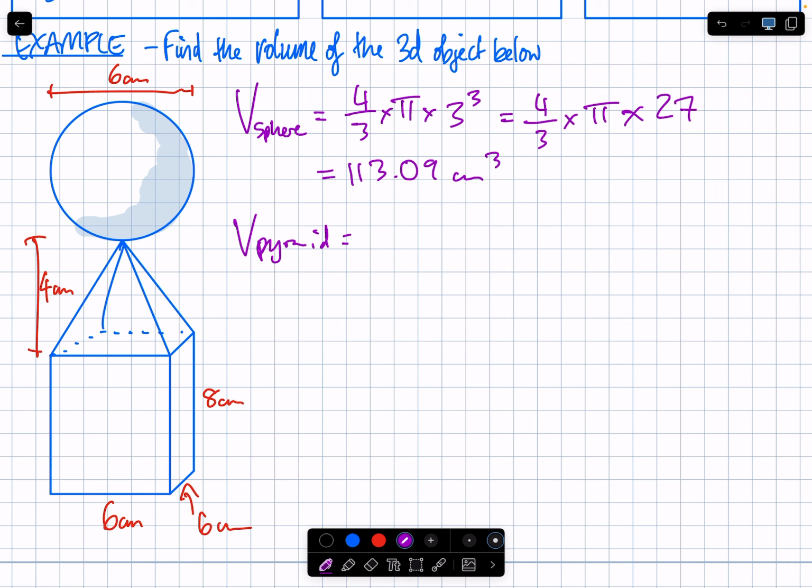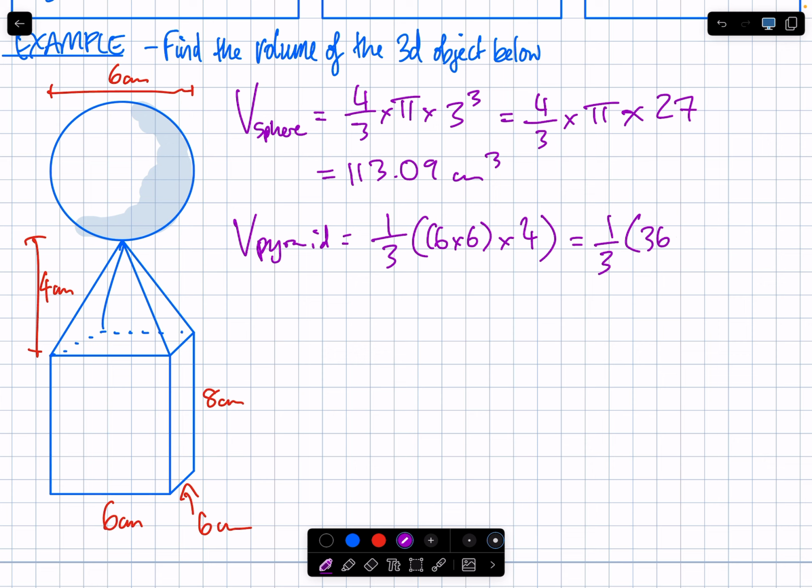Volume of pyramid. Is it a square-based pyramid according to the diagram? Look at it. It's 6 by 6. You can't trust that it's going to be square, you have to look at the diagram. So it's 1/3 times the area of the base. The base is going to be 6 by 6 times the height. How tall is the pyramid? 8 meters? No, the pyramid is not 8. The pyramid is 4.